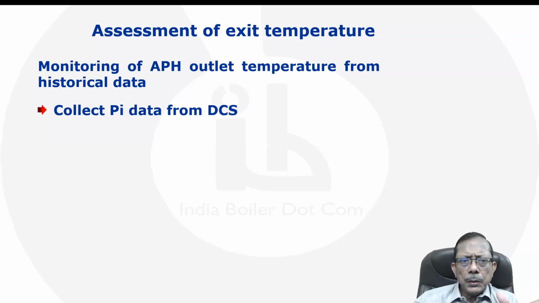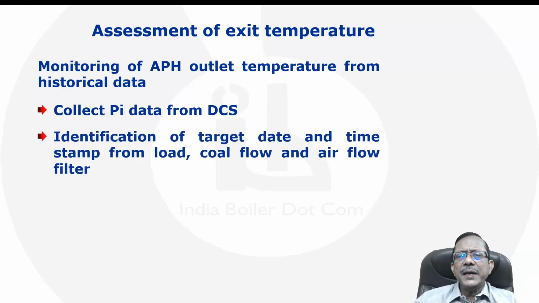So what you do is put it in an Excel sheet and then use a filter. Use a filter giving a plus minus depending upon the capacity of your system, right? I usually go for 500 megawatt. I go for plus minus 5 megawatt for load, plus minus 5 ton per hour for both air and fuel flow, right? And then you record the timestamps which are coming within that filter region of the data, right?